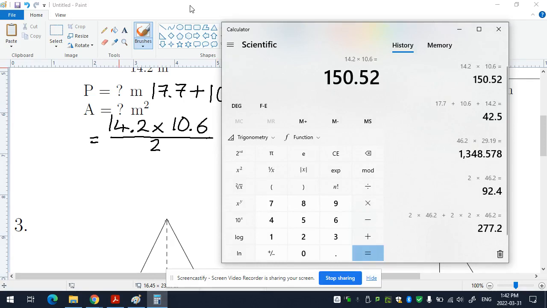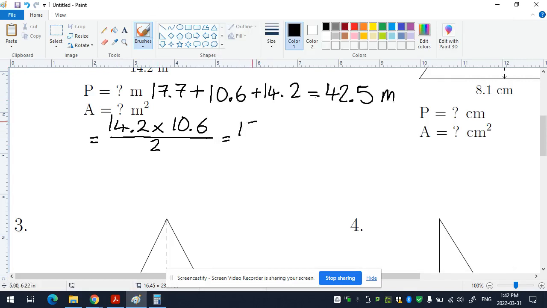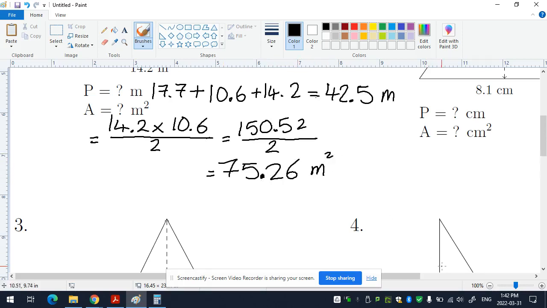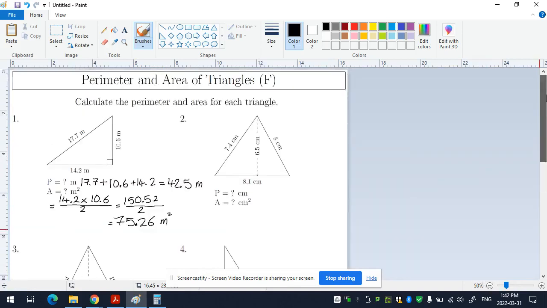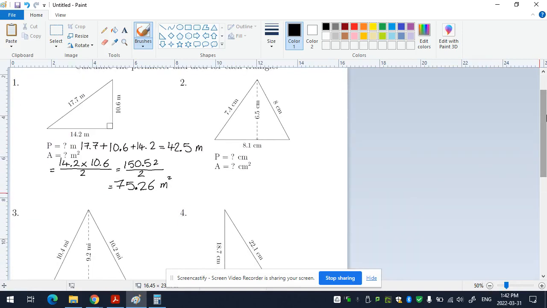Once I finish this one. 150.52, divided by what? Remember, a common mistake is people forget to divide by 2. You don't lose many marks, but you still lose something. So what's 150.52 divided by 2? That would be 75.26. In what unit? Meters squared. There you go. Meters squared.